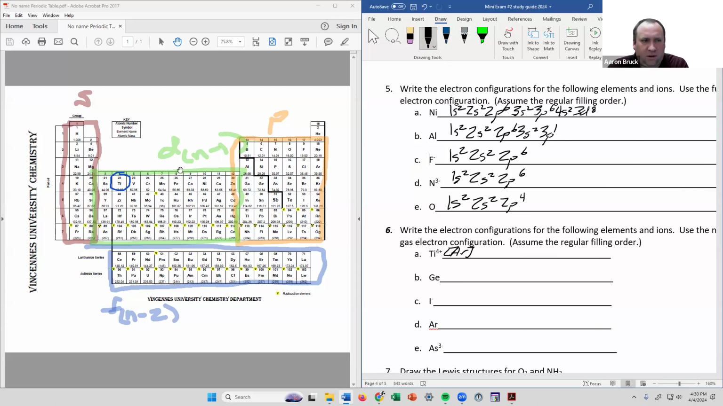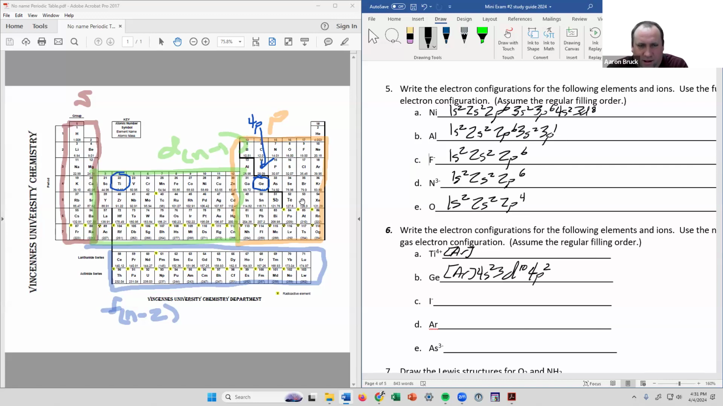For germanium, germanium's right here. Its last configuration is going to be 4p. Since we're doing noble gas, we can go backwards, so go back to argon. So argon, and then we just fill in the rest. 4s2, 3d10, 4p, and germanium is 1, 2, the second element, so it's 4p2.